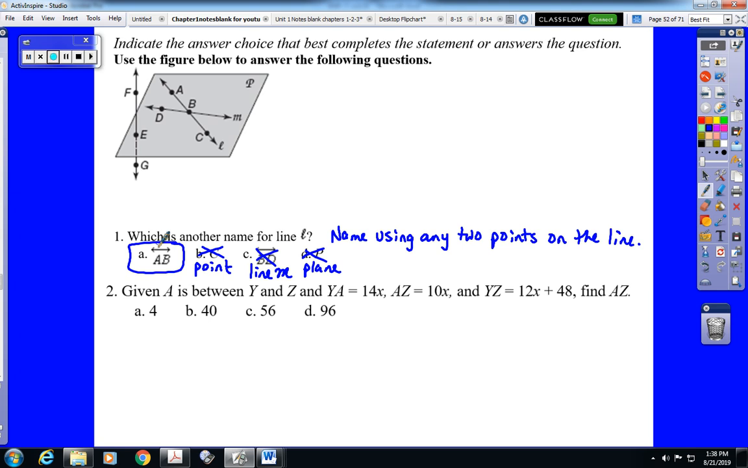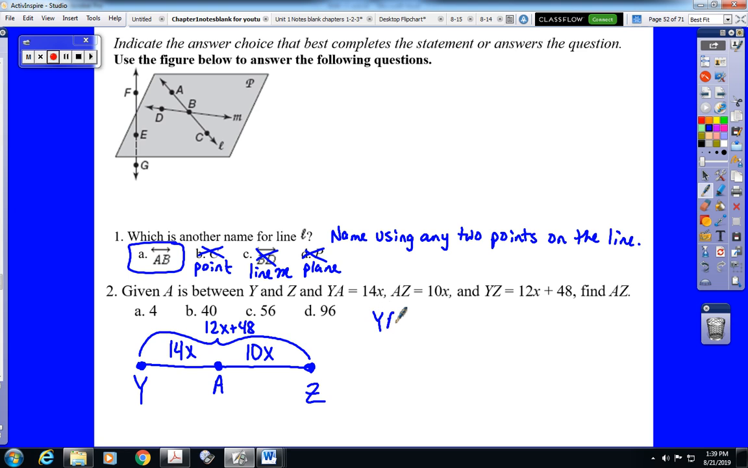Number 2 is a betweenness of points problem. It says, given that A is between Y and Z, so right away we should be drawing a picture of a line segment YZ, and somewhere in the middle of that line segment should be a point A. Then it tells us some stuff about that. YA is 14x, AZ is 10x, and the entire length YZ is 12x plus 48. Now, if A is between Y and Z, then we have the equation YA plus AZ equals YZ. And we should be plugging in these things appropriately.